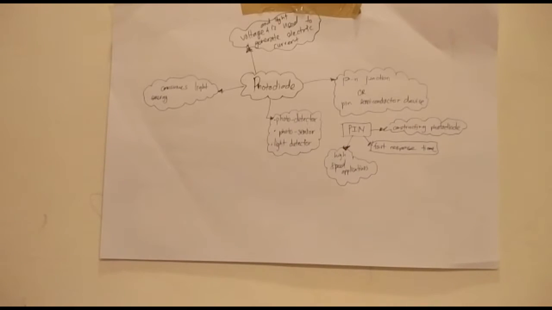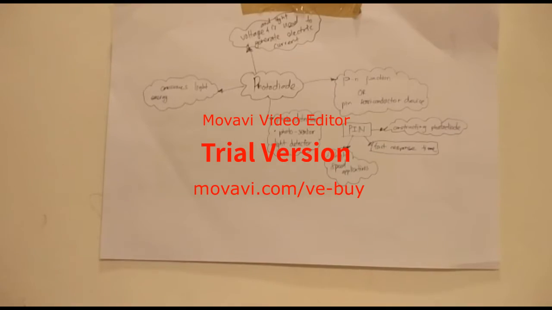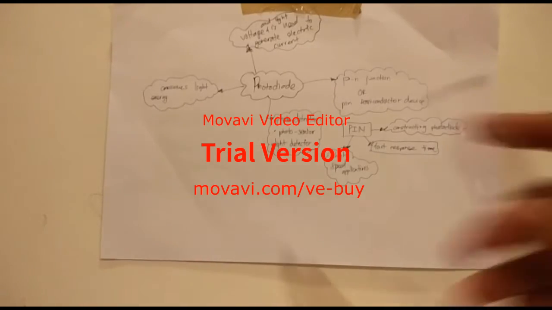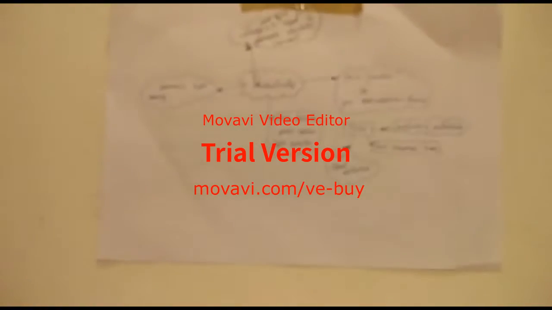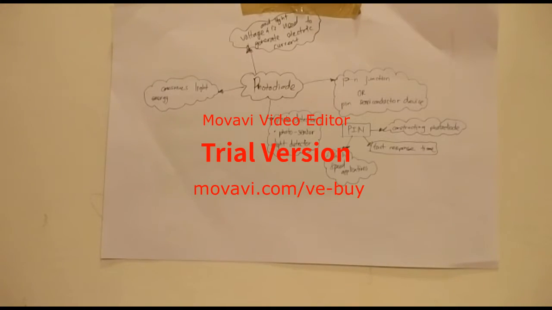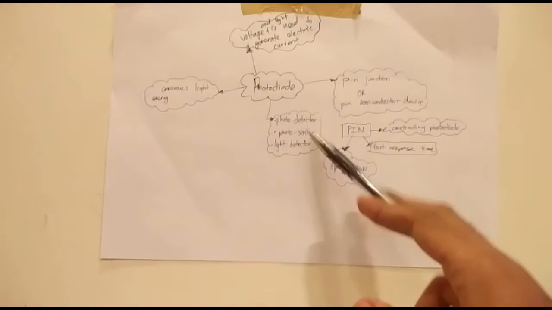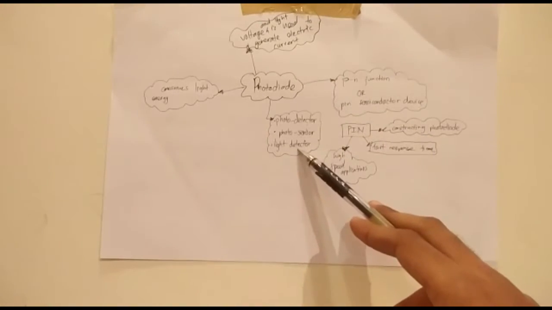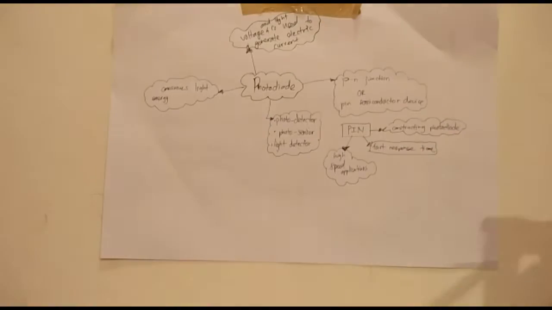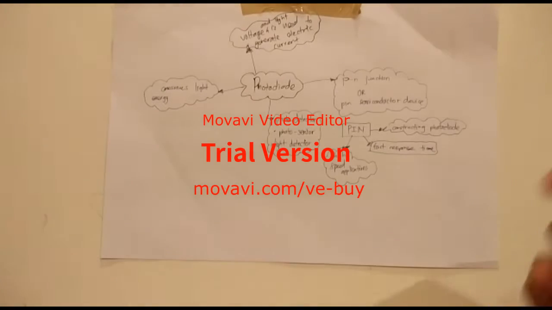Hello, so today the task given to me is to talk about photodiode. A photodiode is basically a PN junction or PIN semiconductor device that consumes light energy to generate electric current. It is also sometimes referred to as a photodetector, photosensor or light detector. The construction and working of a photodiode is similar to the PN junction diode.